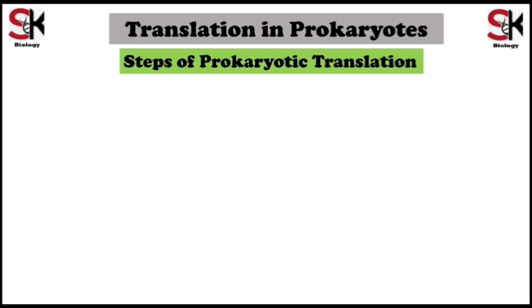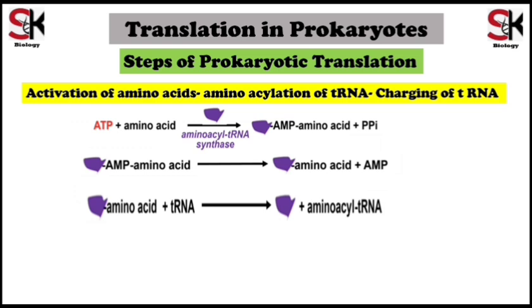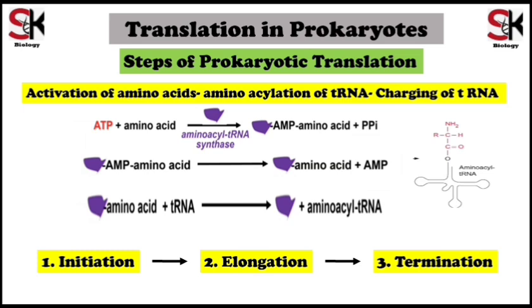Now, let us understand the process of translation step by step. For protein synthesis, activated amino acids are required, which is carried out by aminoacylation of tRNA. This reaction is carried out by the aminoacyl tRNA synthetase enzyme. It uses ATP and adds an amino acid to tRNA, forming charged tRNA. Once charged tRNAs are present, the translation process is carried out in 3 stages: initiation, elongation and termination. We will understand each step one by one.